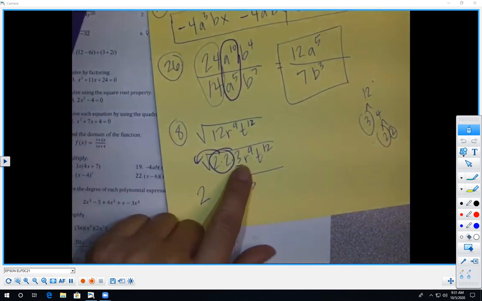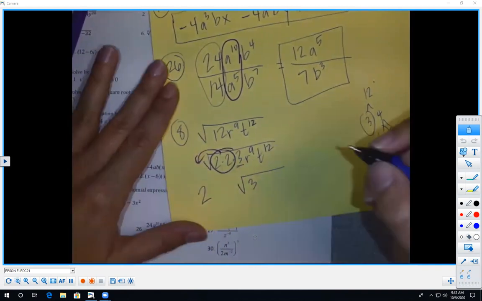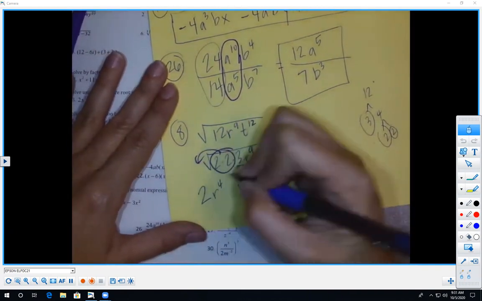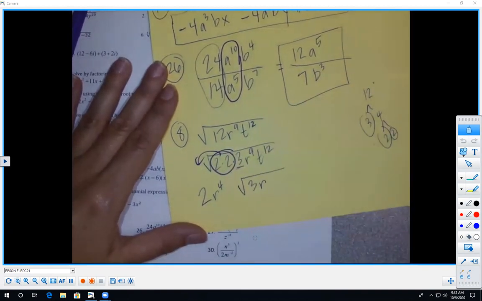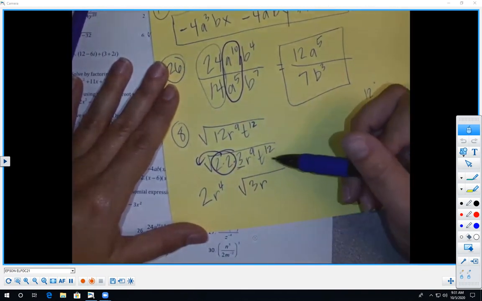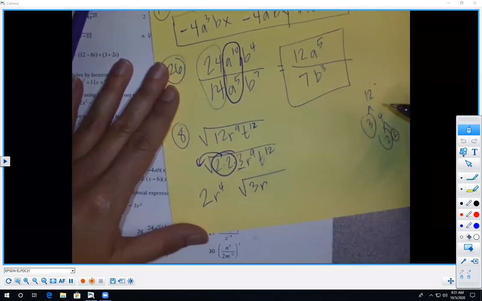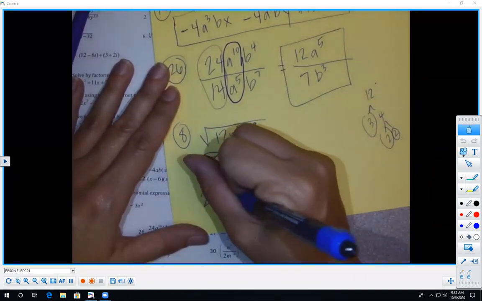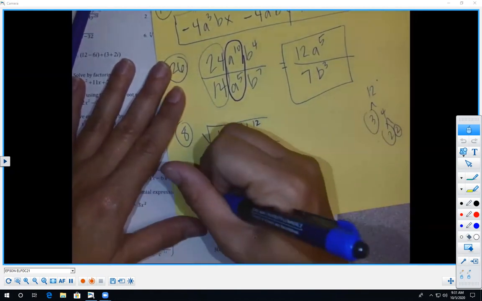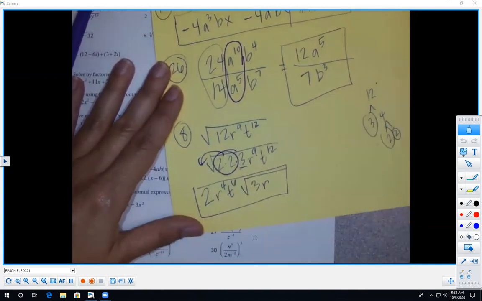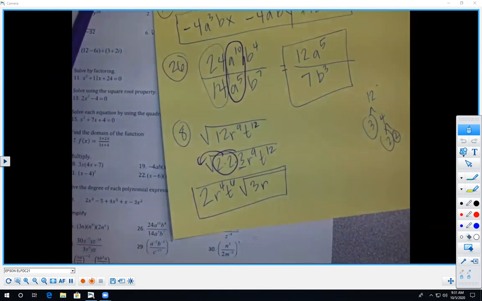If I have 9 r's, how many groups of 2 can I take out? 4 groups of 2, so it's r to the 4th. How many are left over? 1 r is left over. If I have 12 t's, how many groups of 2 can I take out? 6. So it's t to the 6th on the outside. How many are left over? None. So that is your answer. 2r to the 4th t to the 6th times the square root of 3r.